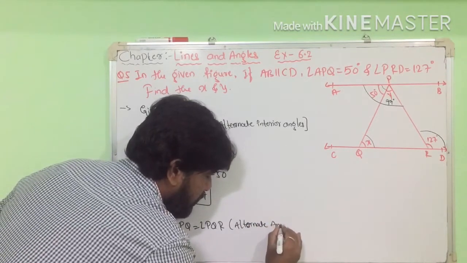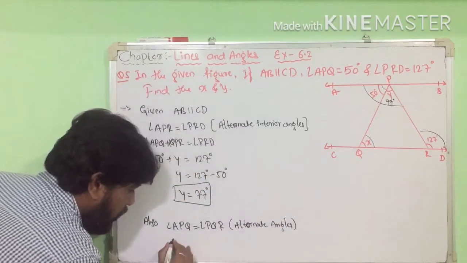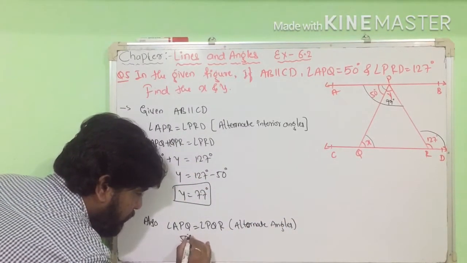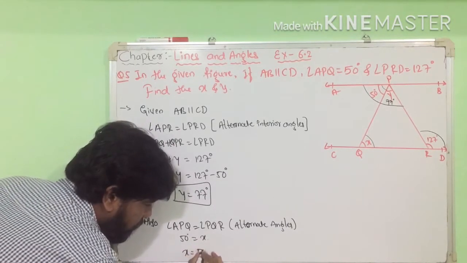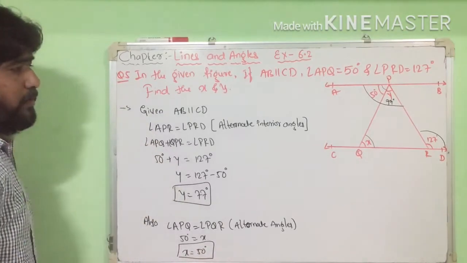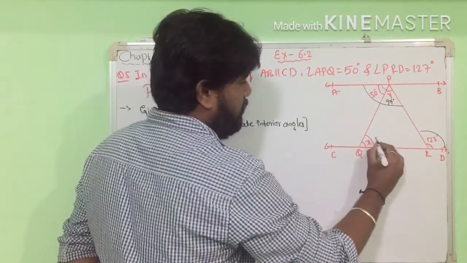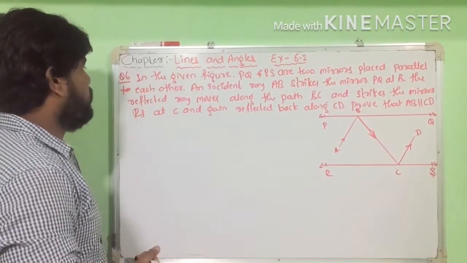Alternate angles. So APQ is given here as 50 and here it is x. So x is equal to 50 degrees. Right? So this one is 50. So well students, the last question, the sixth one.